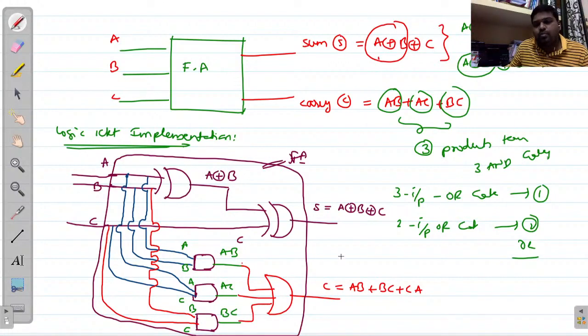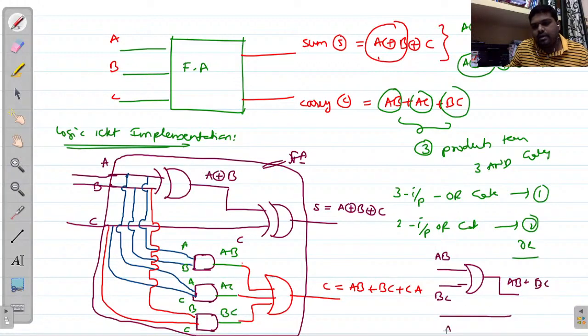ఒకవేళ 2 input OR gate యూజ్ చేయాల్సి వస్తే ఫస్ట్ AB ఇన్పుట్స్ తీసుకోండి, AB and BC, and these two are added with one OR gate, and the resultant should be connected to some other OR gate, AB plus BC, and here AC, and again you need to add here so that you will get carry here. So we require 2 input OR gates are 2, 3 input OR gate is 1. Okay, so this is the implementation of full adder circuit, right?